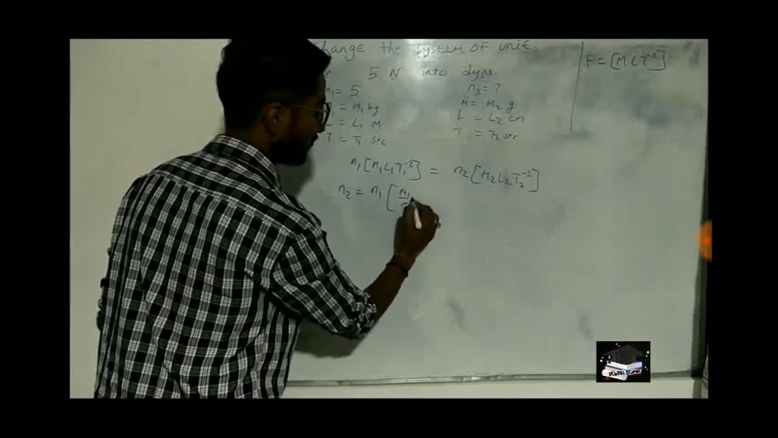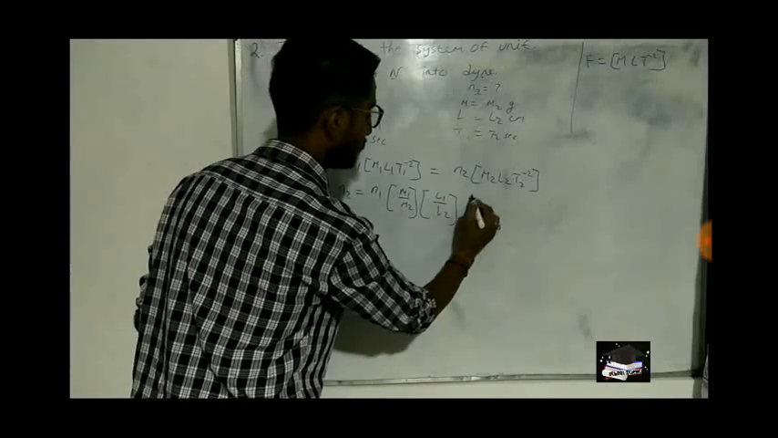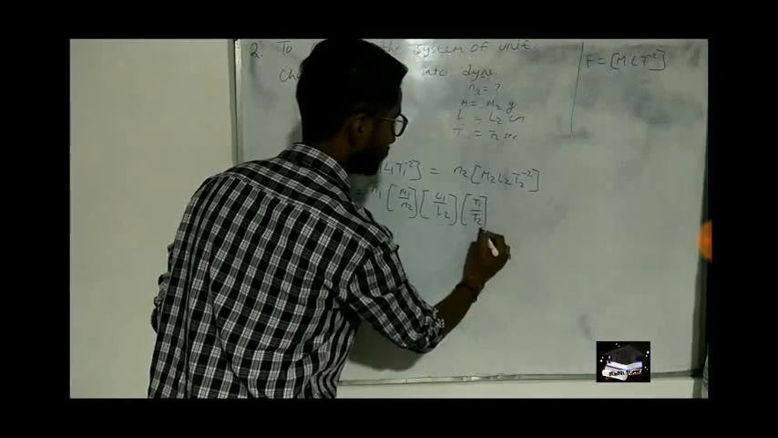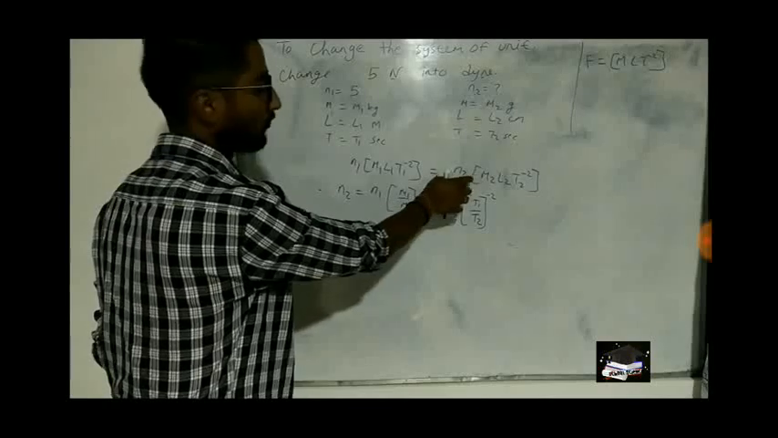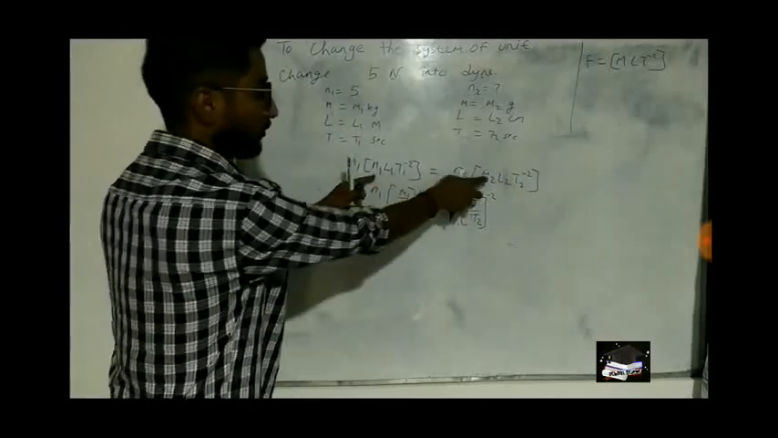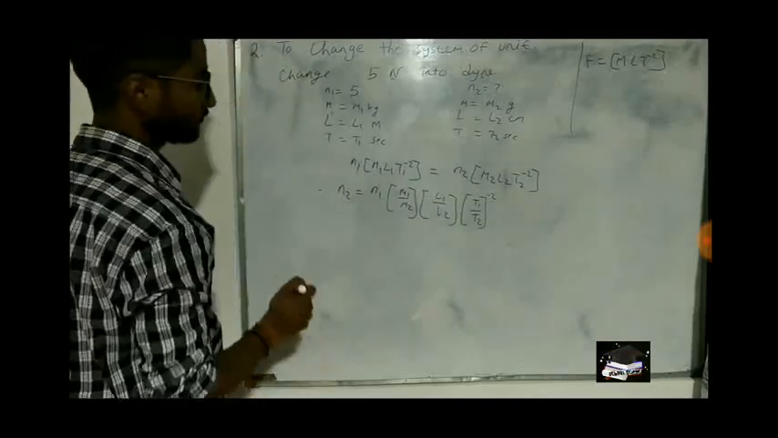M1 by M2, I'll separate it. L1 by L2. T1 by T2 to the power minus 2. Okay, I'm finding this. I want to find the value for this N2. So this will go down in the denominator. M1 by M2, L1 by L2, T1 by T2.